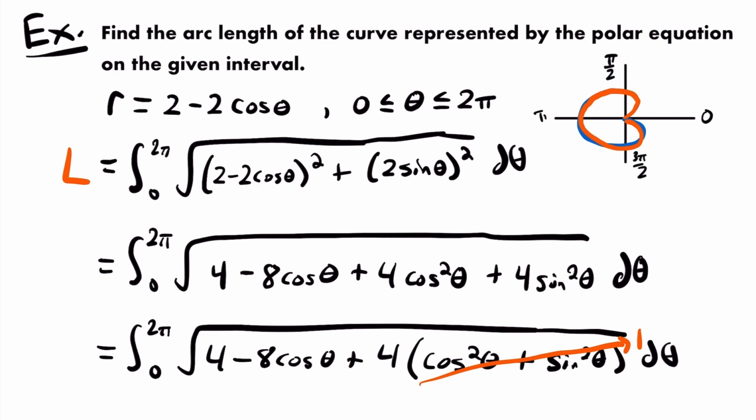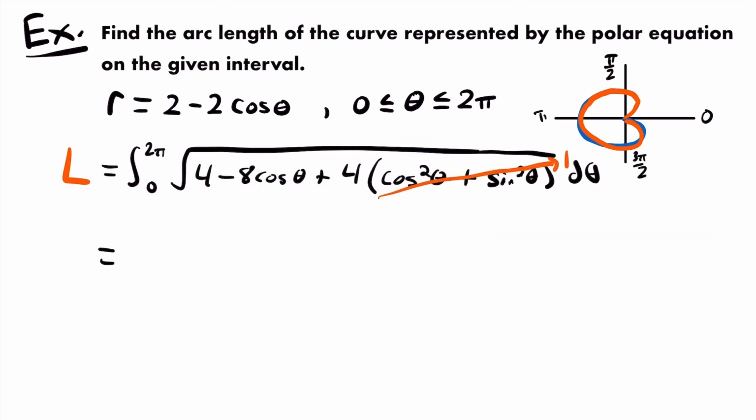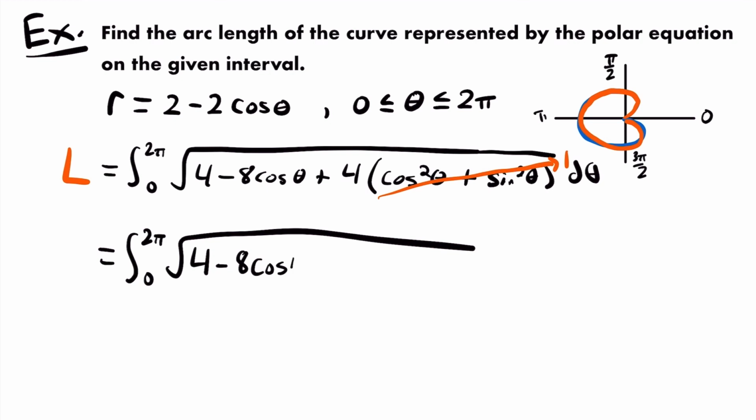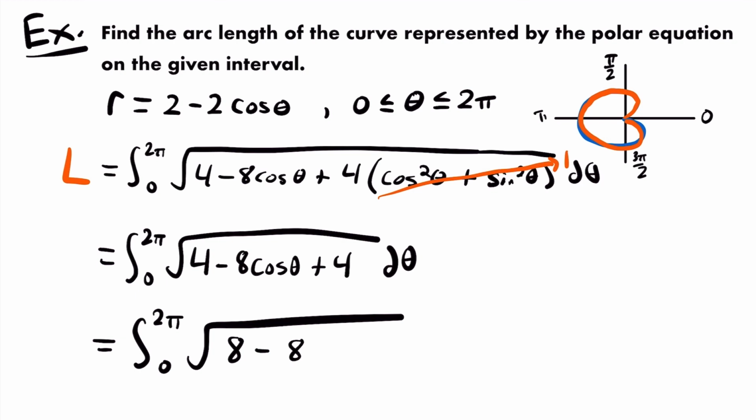And so if we rewrite our integral again, the arc length will be equal to the integral from 0 to 2 pi of the square root of 4 minus 8 times cosine theta plus 4. All right, and then we'll have d theta on the end. And now what we can do is combine this 4 and this 4, right? We have two constants that we can add together. So we'll have 8 minus 8 times cosine theta. So let's write that. This is equal to the integral from 0 to 2 pi of the square root of 8 minus 8 times cosine theta. And then we have d theta.